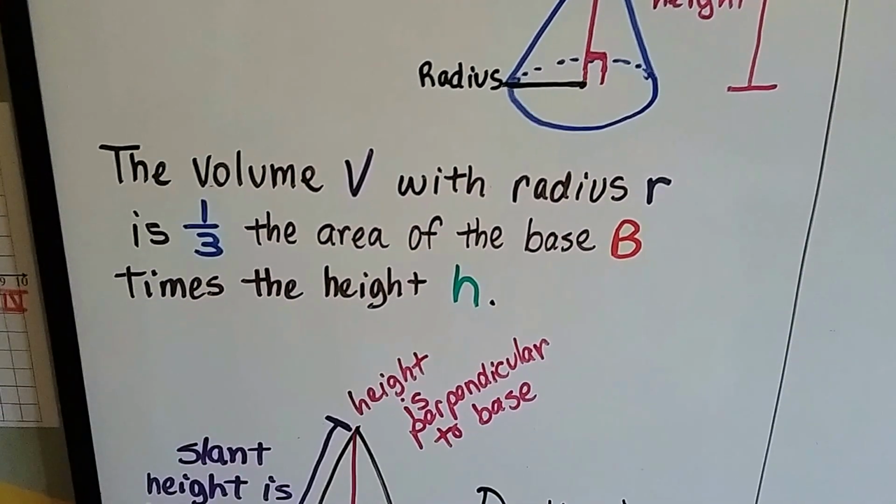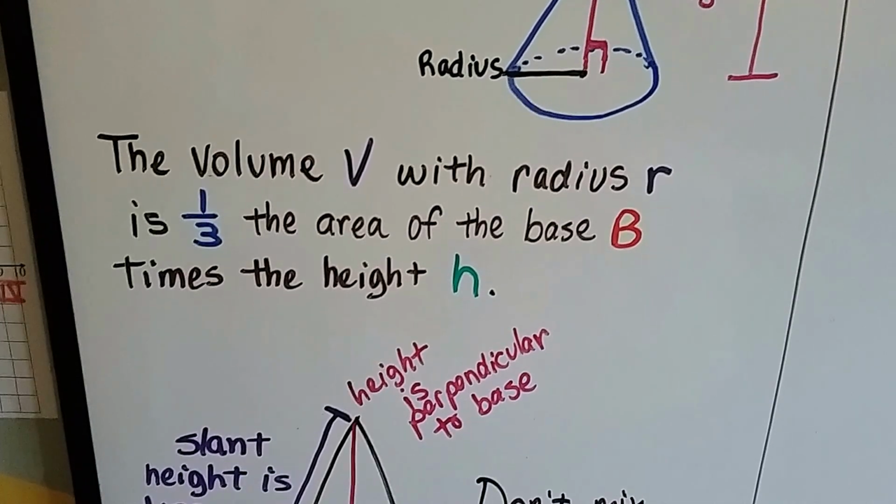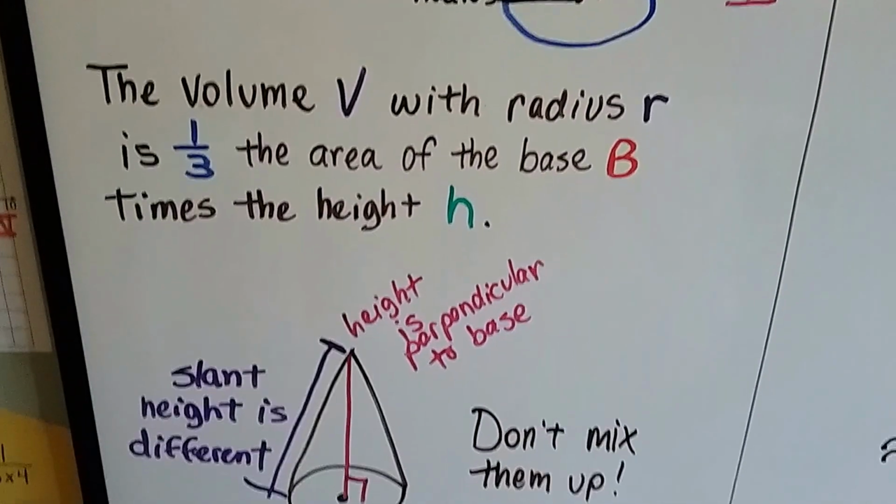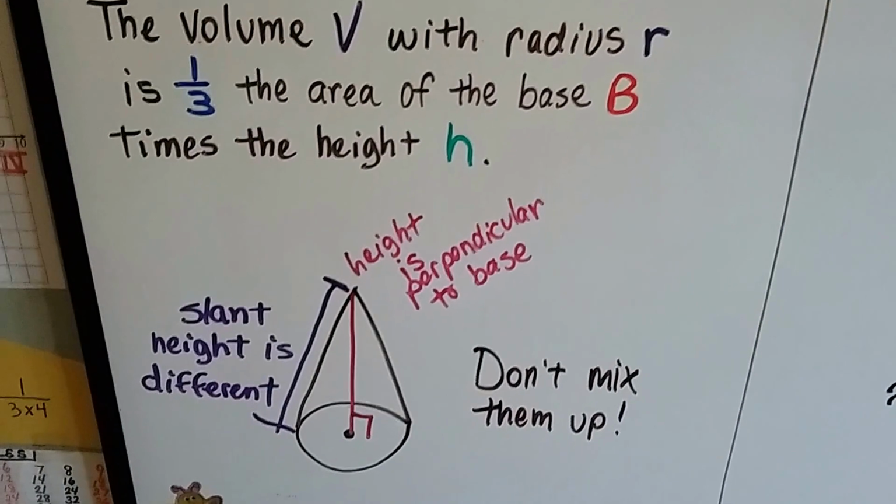The volume V with radius R is 1/3 the area of the base B times the height H. That's how you figure out the volume.